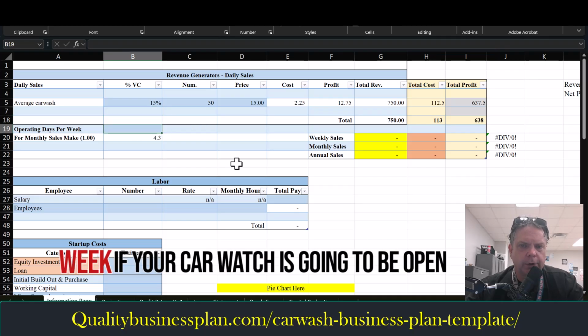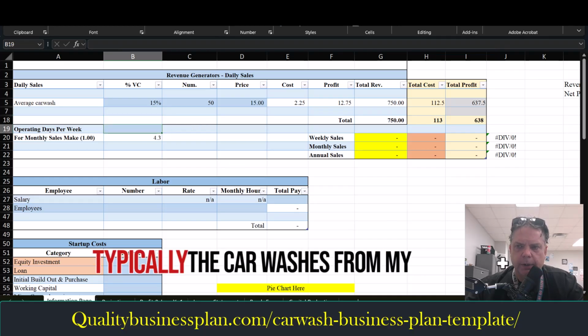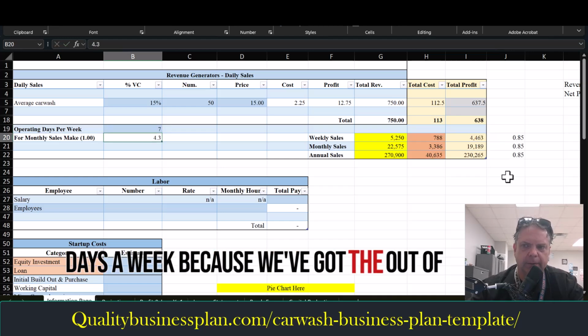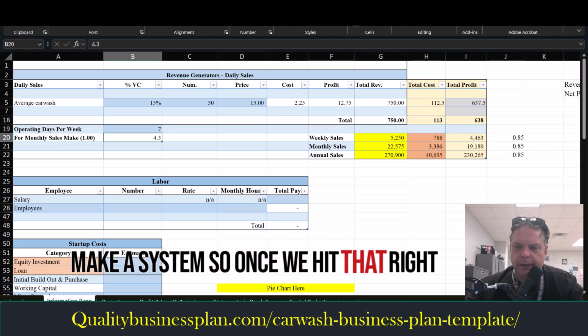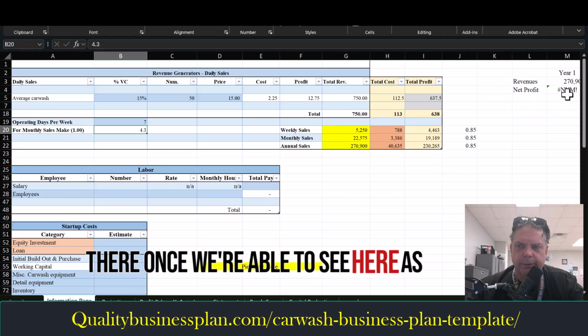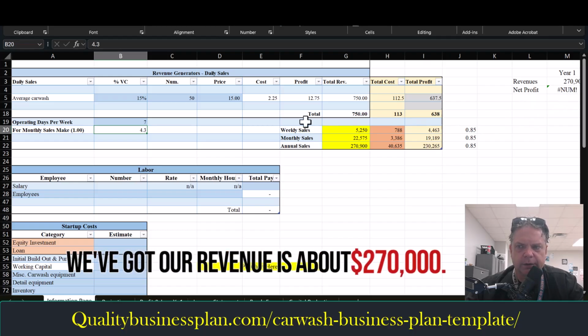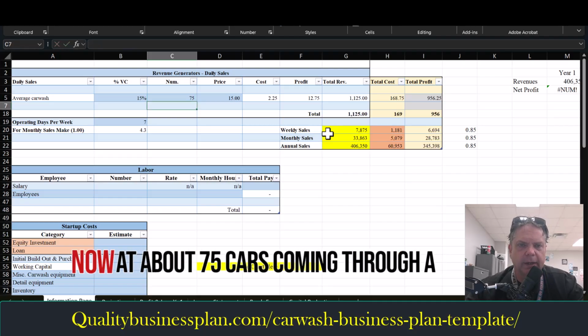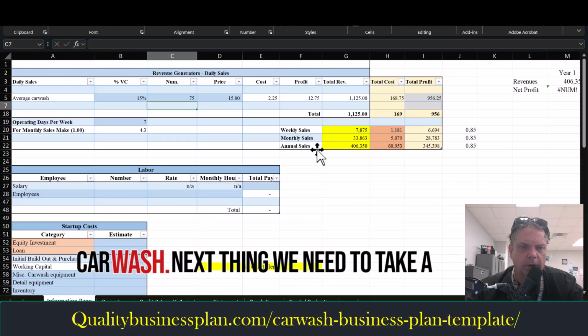So how many days a week is your car wash going to be open? Typically, from my experience, car washes are going to be open 7 days a week because they've got the automated system. Once we hit that, we can see we've got our revenues at about $270,000. That might be a little low for a car wash, so let's bump that up to about 75 cars coming through our car wash.